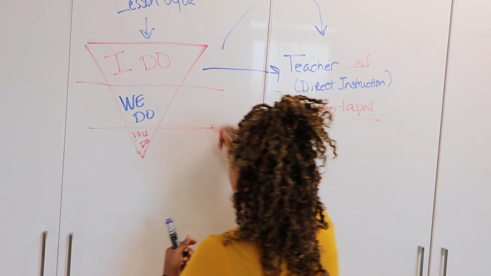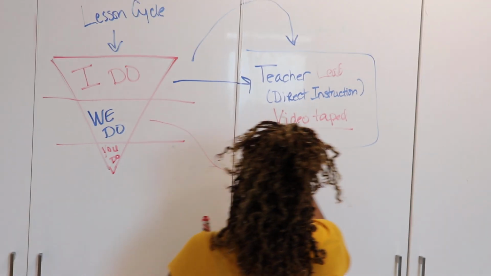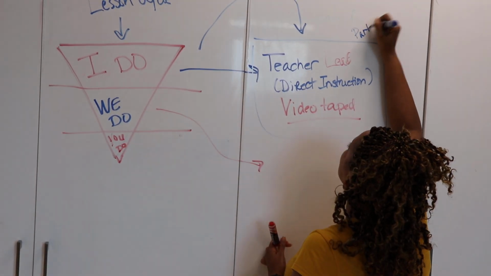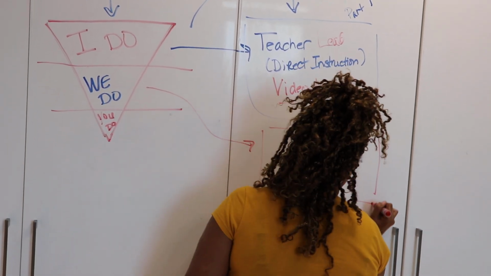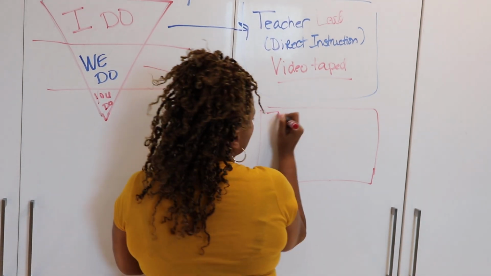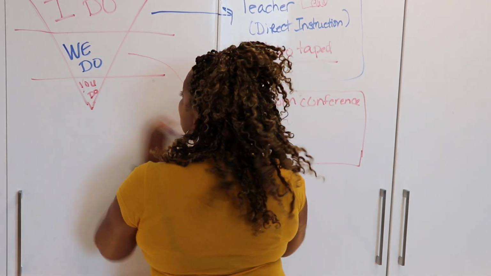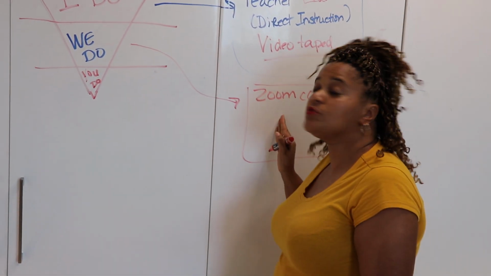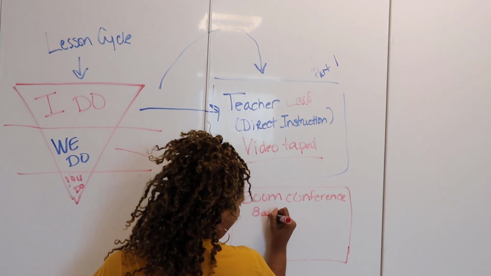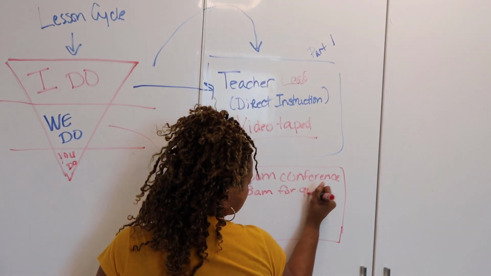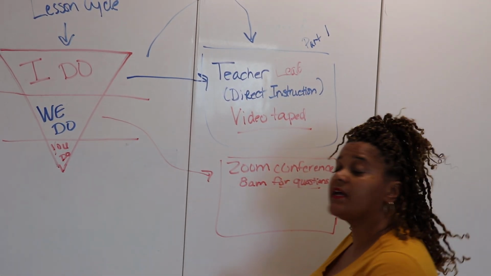Our next part, I'm going to put this in a red. So we have here part 1. Our red is part 2. We do is Zoom conference. The we do portion is where we go into Zoom. After I give this information, I then say I'm available at 8 a.m. for questions. In this piece, we work together.